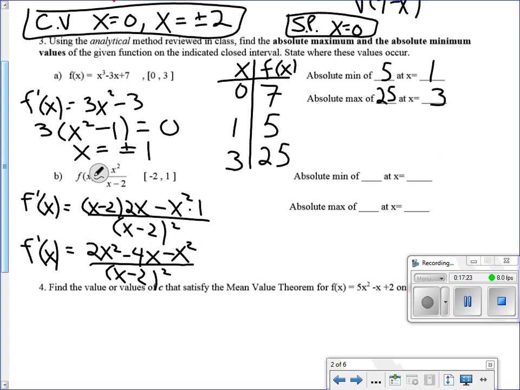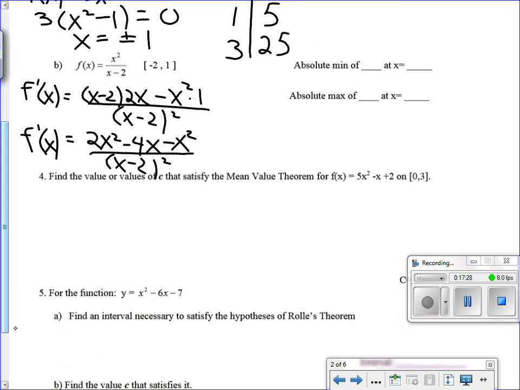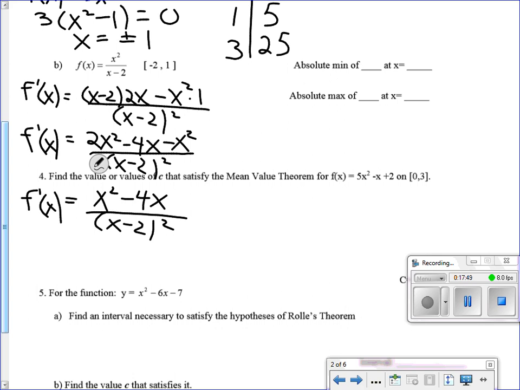So the numerator, let's see, I need to give myself some more room. I'll just go down here, then I'll erase it. We have a 2x squared and a minus x squared, so we can combine that, and that would be just 1x squared. So x squared minus 4x in the numerator. X squared minus 4x, and it's over x minus 2 squared. Okay, so for your critical values, you want to find out where the derivative is 0. Well, that's when the numerator equals 0.